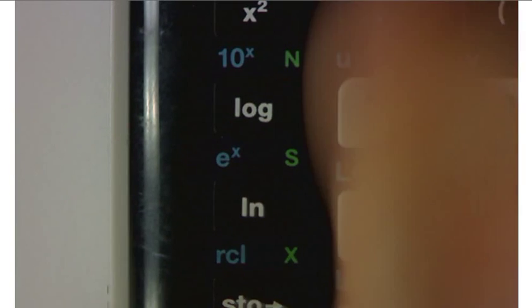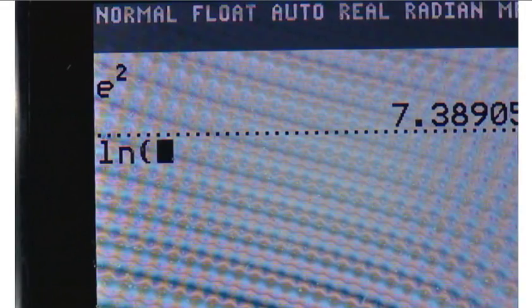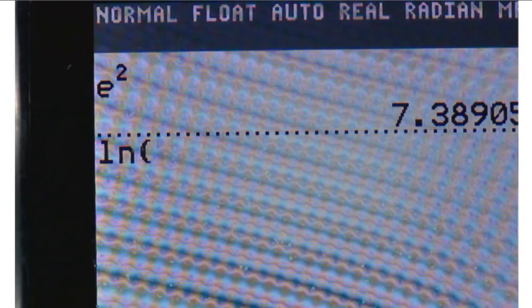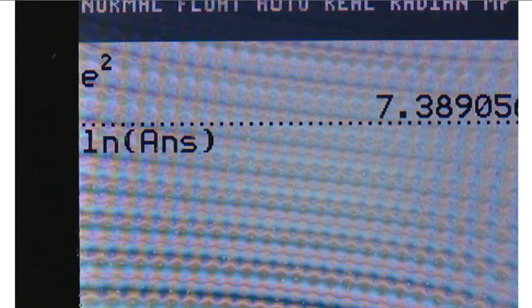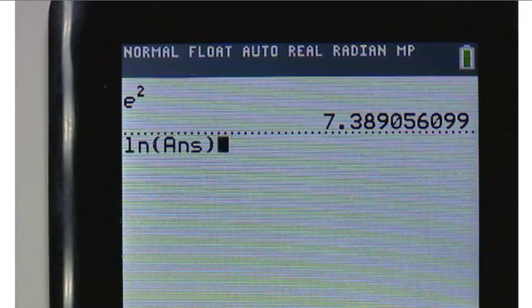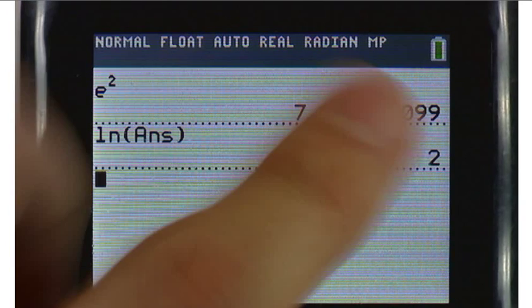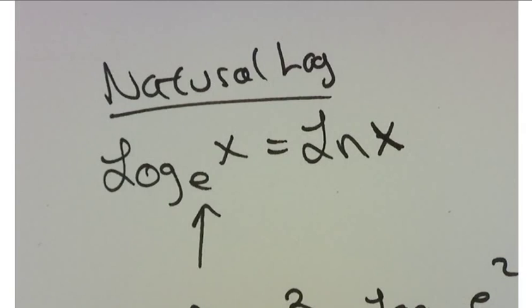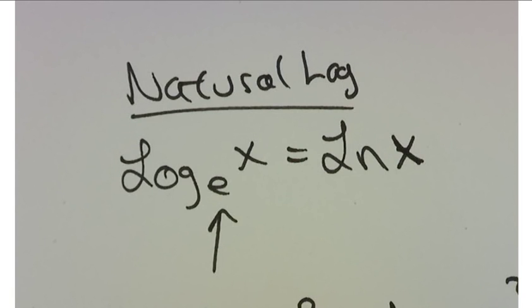Now if I want to take the log of that previous number, I'll hit the ln key, and then I'll hit the second key, and then the minus key. It's going to take the log of my previous answer. But what should I get when I press that enter key? 2. So the log of e squared is 2. Those two operations cancel each other out. That's kind of cool. Now we'll actually practice a few in a minute where we're not going to get cancellation.